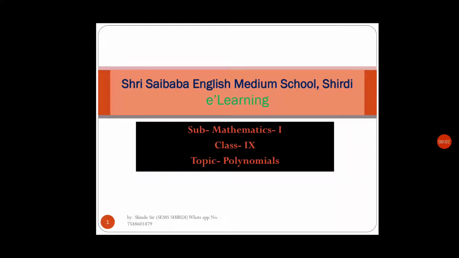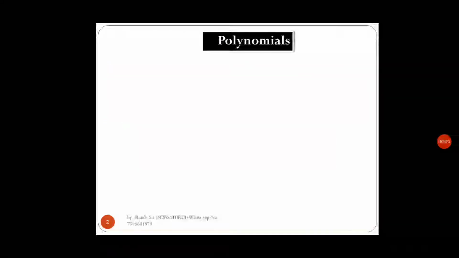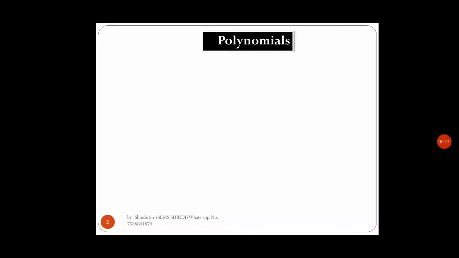Today we are going to start our lesson number 3, polynomials. In the term polynomial, the Greek word poly means many, and nomial means terms. An algebraic expression having many terms, meaning more than one, is known as a polynomial. Now we see the exact definition of the polynomial.